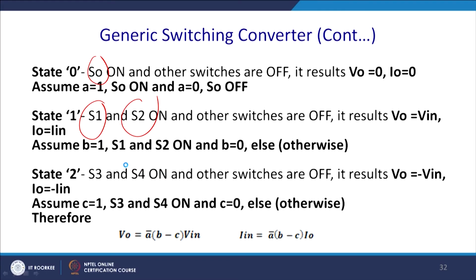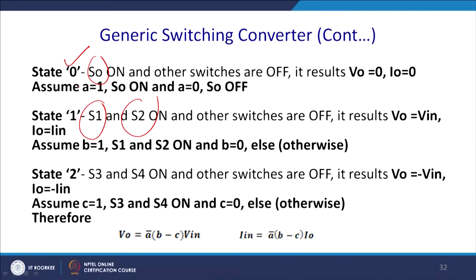So, if you wish to have a chopper operation, you are bucking, sometimes you may choose state 0 and sometimes state 1. Once you take state 1, output voltage should be equal to input voltage, and once you take state 0, output voltage should be equal to 0, neglecting the diode drop, because the freewheeling path is essentially a diode, but as a switch, it is 0.